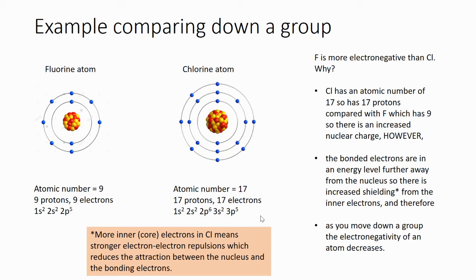Okay, what does shielding mean? Chlorine has more electron shells, so it has more inner electrons, and therefore that has stronger electron-electron repulsions, which reduces the attraction between the nucleus and the outside electrons. And these outside ones are going to be the bonding electrons. So that is why fluorine is more electronegative than chlorine: because the outer electrons are closer to the nucleus, and so there's less shielding, even though chlorine will have stronger nuclear charge.